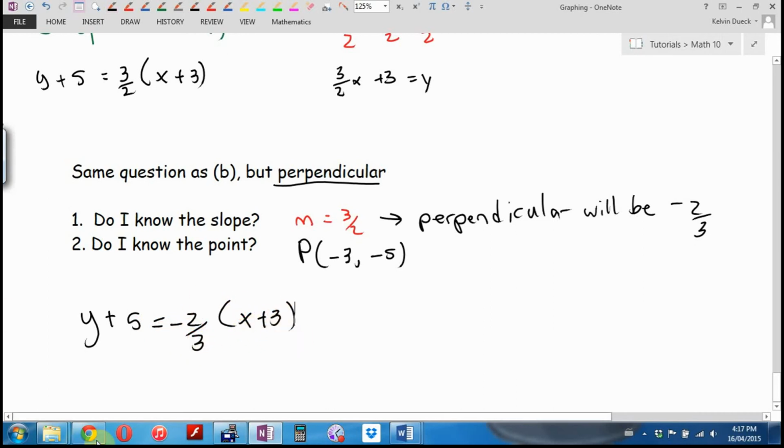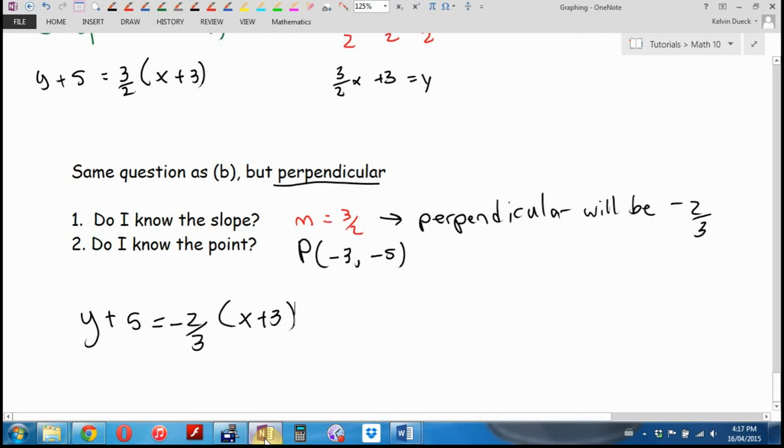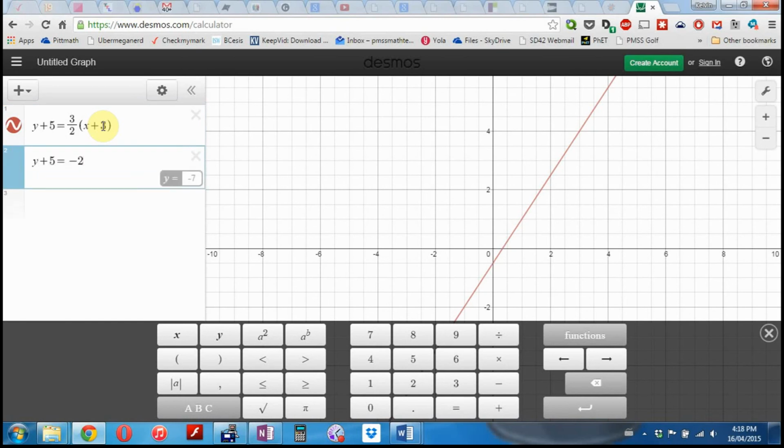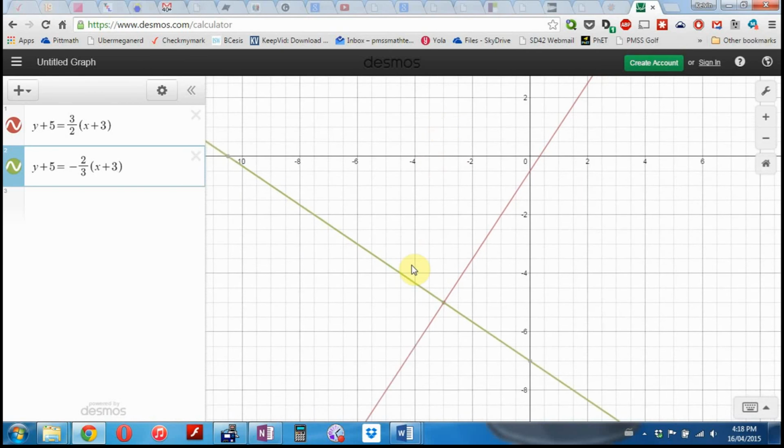I'll prove it to you. Let's graph it. First one was y plus 5 equals 3 over 2 bracket x plus 3. And I said the second one was y plus 5 equals negative 2 over 3 bracket x plus 3. Ready? Let's zoom in. Are those perpendicular to each other? And lo and behold, not only do they both go through (-3, -5), that happens to be where they cross. Ta-da!